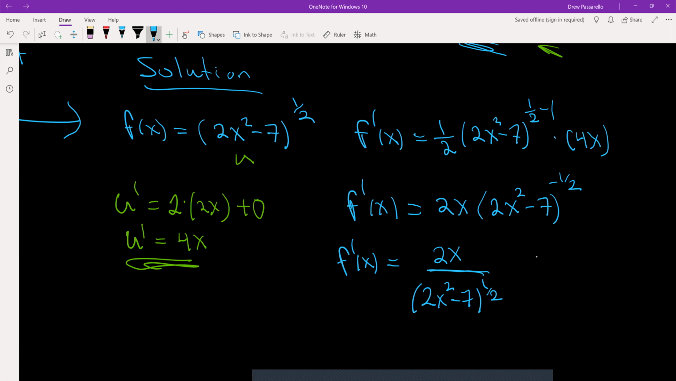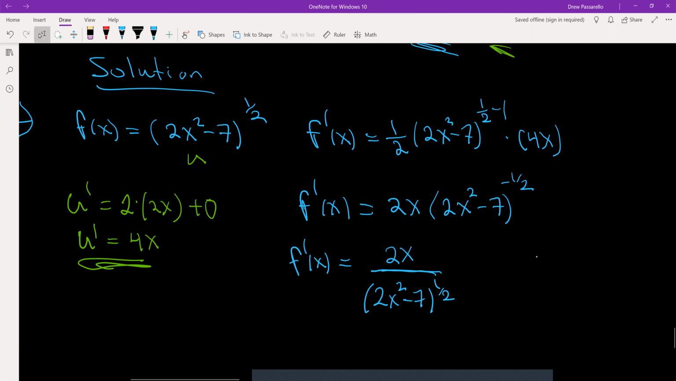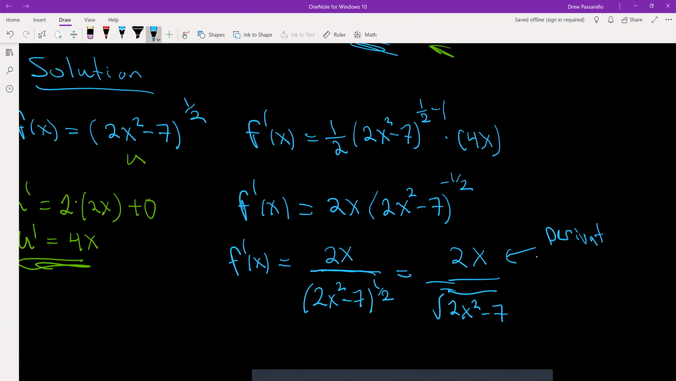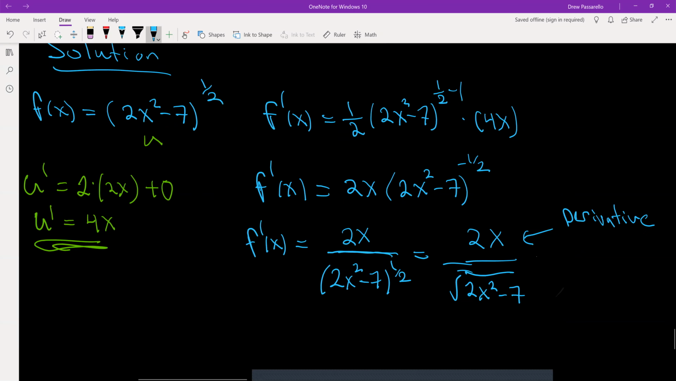So it becomes positive 1/2, and we know 1/2 is the same thing as taking the square root. So I could just write this as 2x over the square root of 2x squared minus 7. All right, this is the derivative. I need to find the slope now. So that's the first step, finding the derivative.